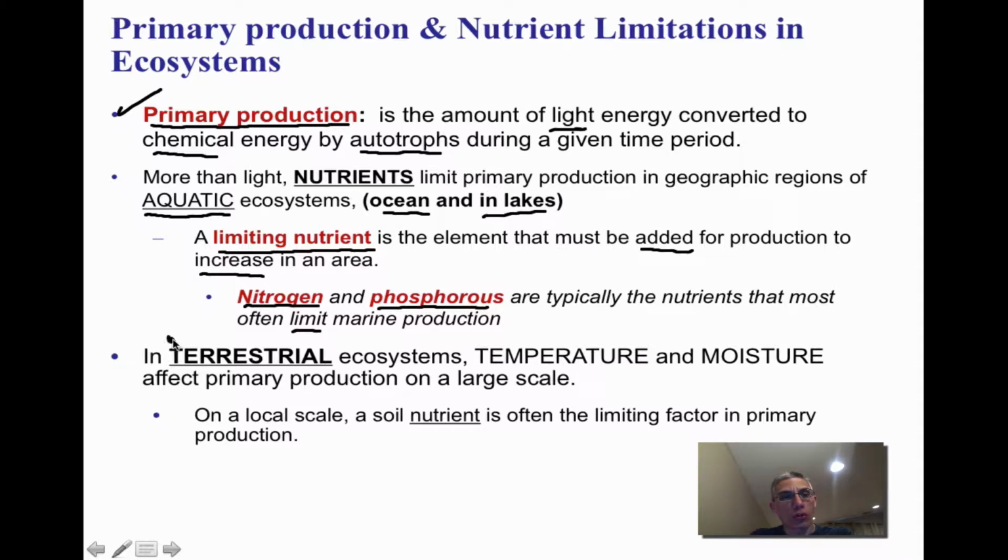Now, if we're talking about a terrestrial ecosystem, in addition to these particular nutrients, nitrogen and phosphorus, we also need to understand that temperature and moisture are going to affect the primary production, typically on a very large scale when you're talking about terrestrial ecosystems. But if you bring it down a bit and talk about it on a local scale, as I had said earlier, the nitrogen and the phosphorus that we talked about in aquatic ecosystems will have an impact on primary production within a terrestrial ecosystem as well. It just tends to be more local. So that's what we mean by these soil nutrients that you see identified right here.